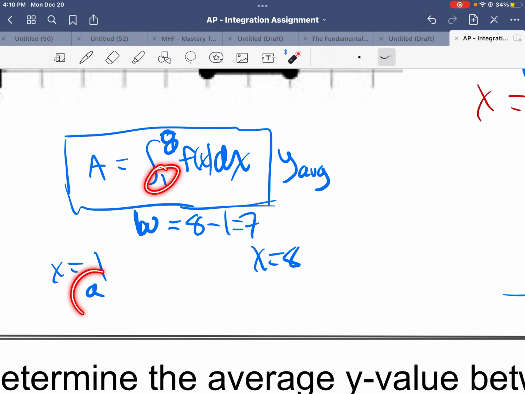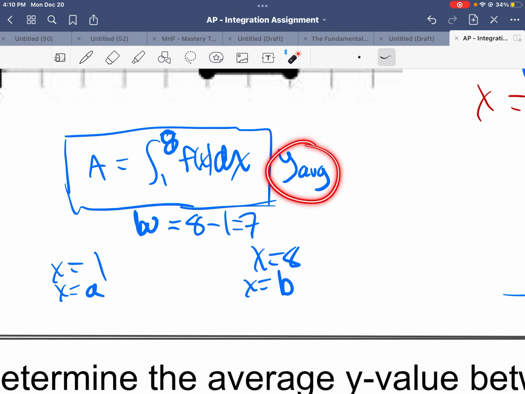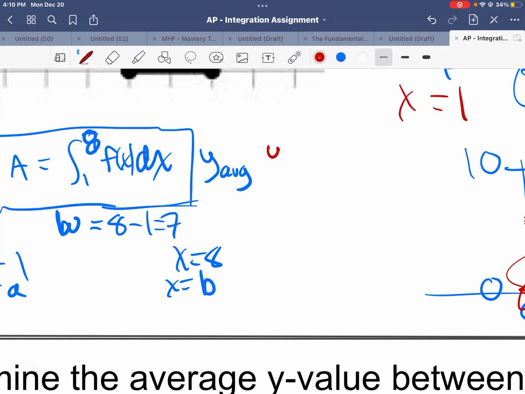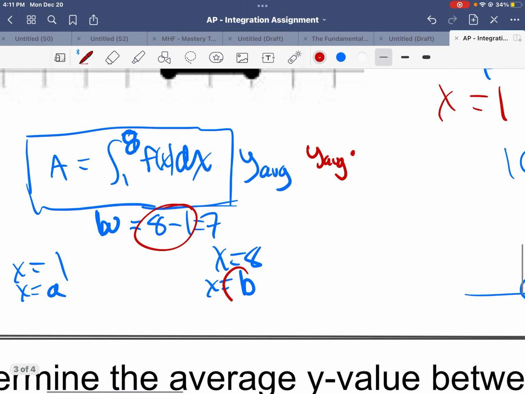Look at this. 1 is a in the integral, and this 8 is b in the integral. And this 7 is nothing more than b subtract a, because I'm getting the distance from a to b. And then that's y average. So in our case, we have that y average multiplied by this 8 minus 1, which is 7. Or can I write it as b minus a? I think I could. Okay, that's the width of that rectangle.